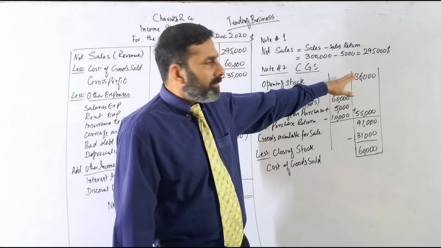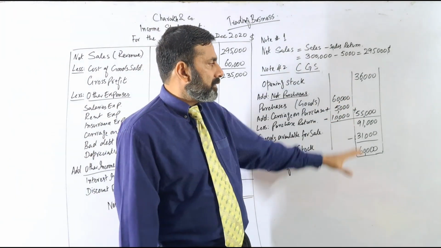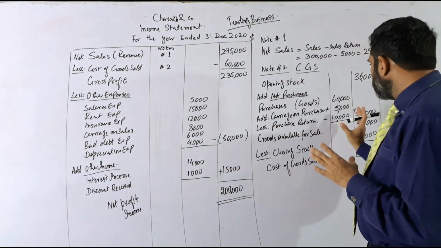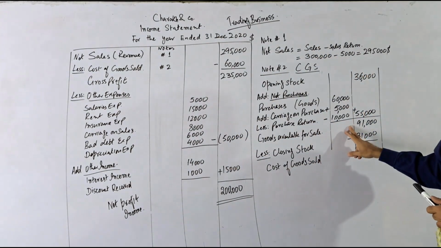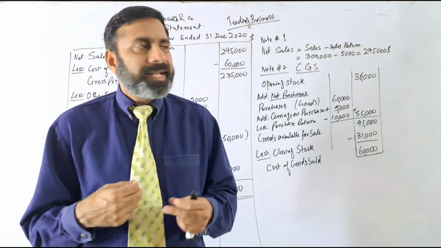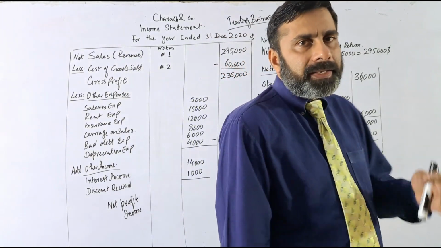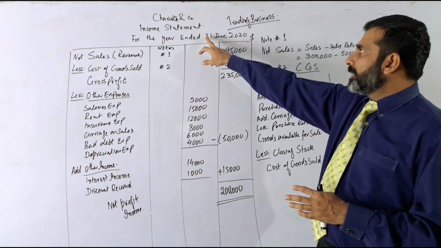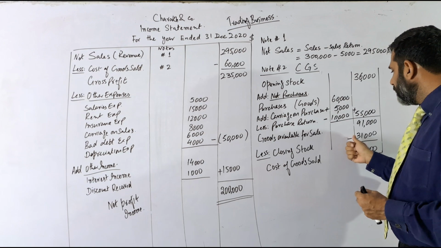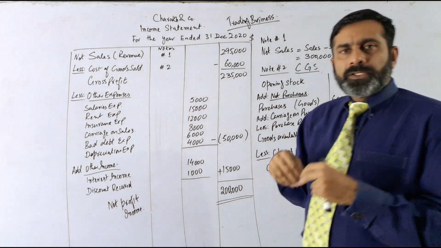Plus at the start of the year they had unsold stock from the previous year valued at 36,000. So 36,000 from the previous year, 55,000 purchased in the current period. So the total stock available which they can sell is 91,000. Now at the end of this year, on 31st December, they counted and valued the inventory, and the value is 31,000. So this is the closing stock of this year.